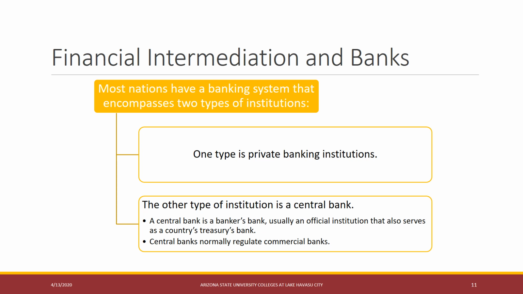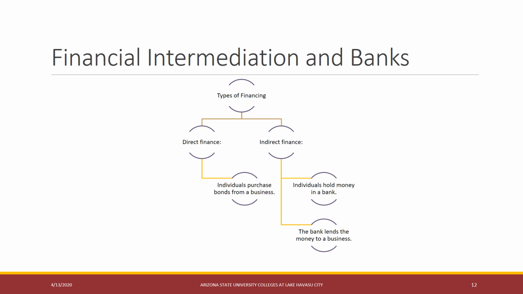So, if I ask you what is a central bank, what would you say? It is a banker's bank, usually an official institution that serves as a bank for the nation's government treasury. Central banks normally regulate the commercial banks. These banks or financial institutions provide different types of financing. What are they? One is direct finance, another is indirect finance.